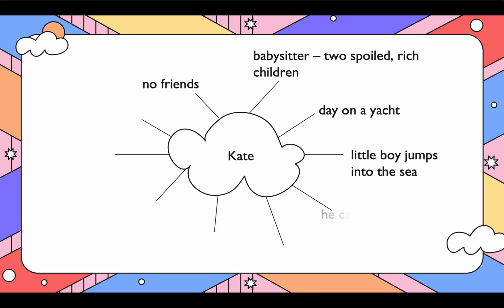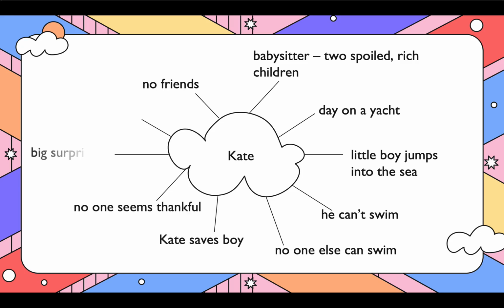The little boy jumps into the sea. He can't swim. No one else can swim. Kate saves the boy. No one seems thankful. But then they decide to surprise her and she becomes famous. Right, so your ideas at the time might be completely random. I try to do this in a natural environment while timing myself. Now, I understand that I'm a teacher. Maybe I have an unfair advantage, but I believe that you can do the same. So you just scribble as you think.